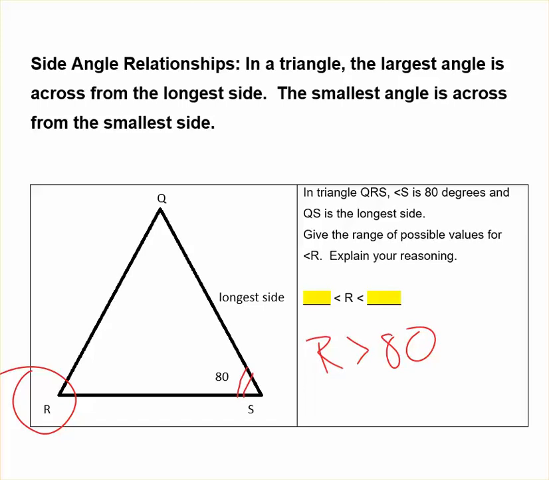Now you might think, because R is the biggest angle, that there might not be an upper bound for it. However, think about the fact that the three angles in a triangle have a sum of 180. So obviously R cannot be something big like 200. If R was 100, that would give us a total of 180, and we won't have any left for Q. So R has to be less than 100. So we can write this inequality as 80 is less than R, which is less than 100.